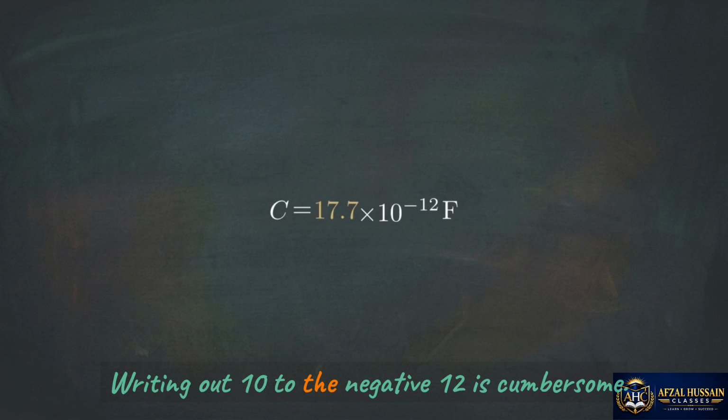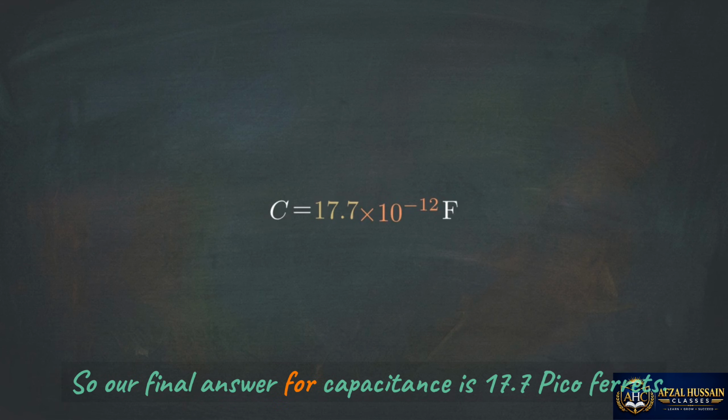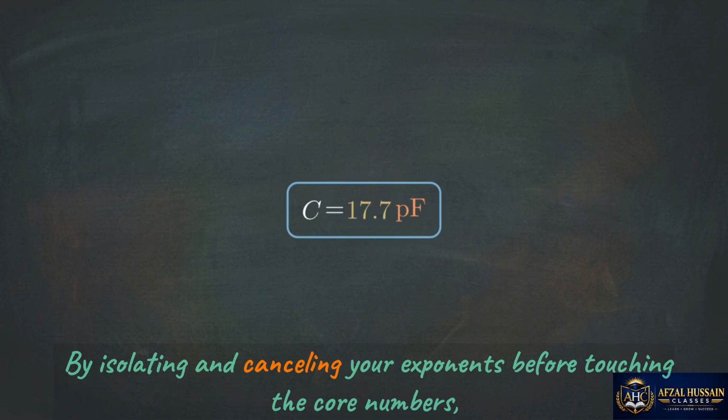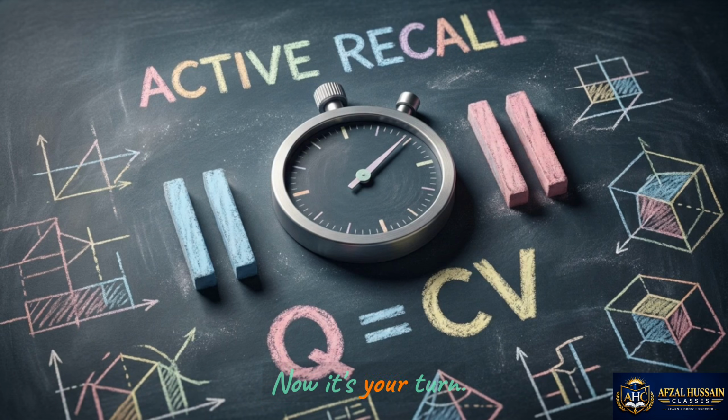Writing out 10 to the negative 12 is cumbersome. In standard SI prefixes, 10 to the negative 12 translates to pico, so our final answer for capacitance is 17.7 picofarads. By isolating and canceling your exponents before touching the core numbers, you bypass messy calculator errors and keep complex physical calculations manageable. Now it's your turn.